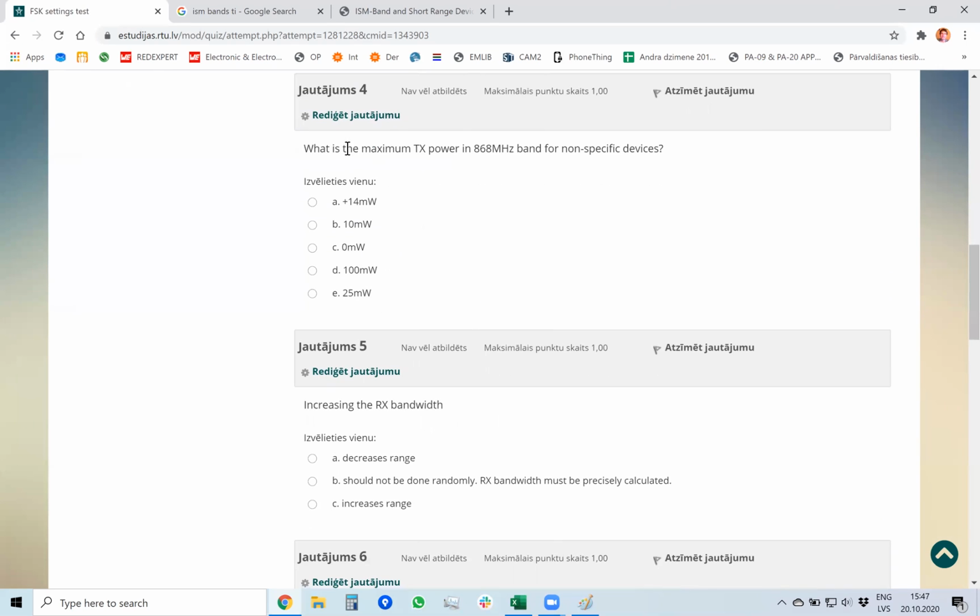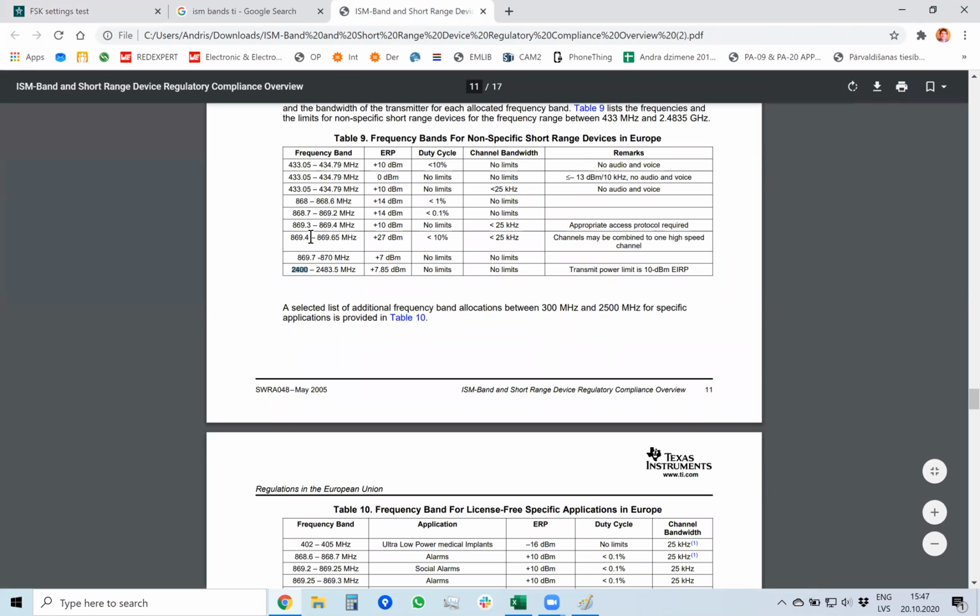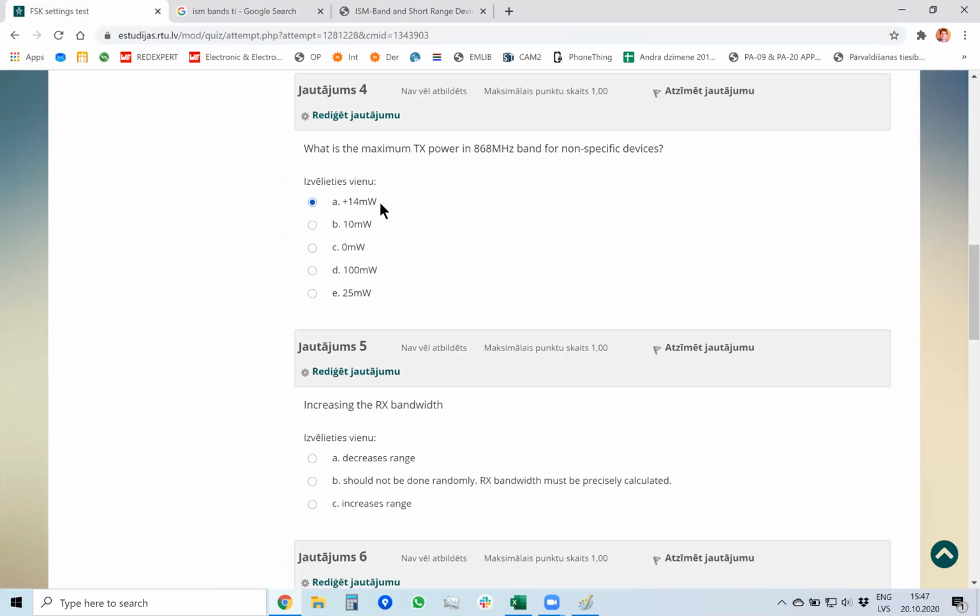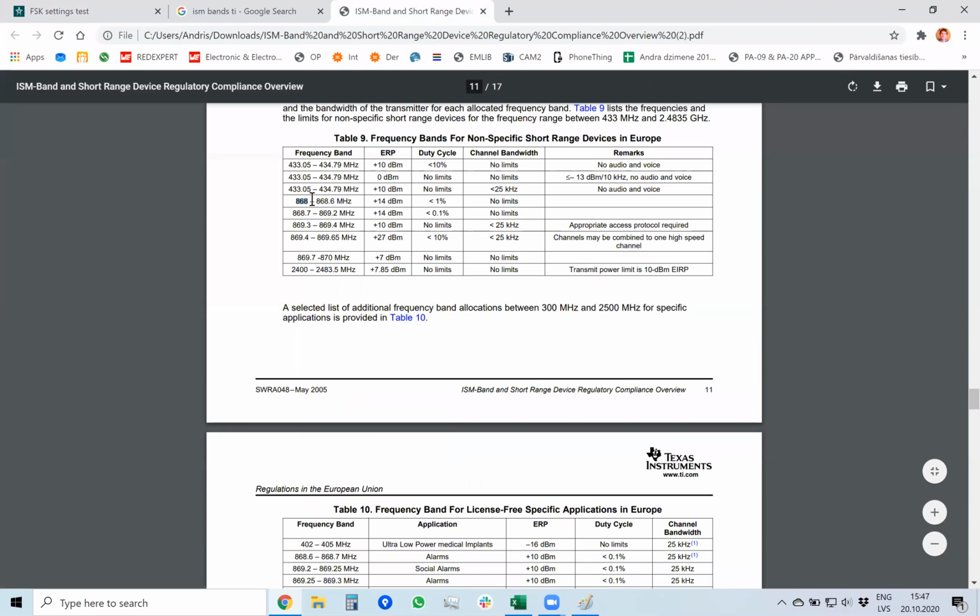Next is, what is the maximum TX power in the 868 megahertz band for non-specific devices? You go to this document. It says basically plus 14 dBm with no limits. So you just check plus 14 dBm. Aha! This is a trick question because 868 megahertz, 14 dBm.